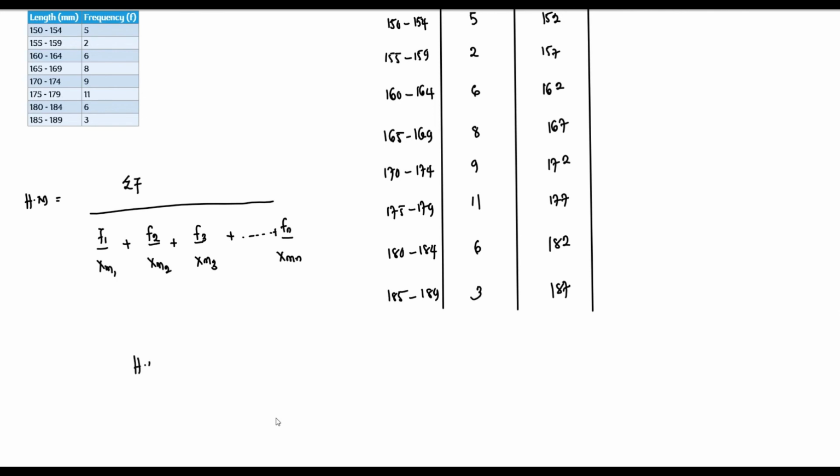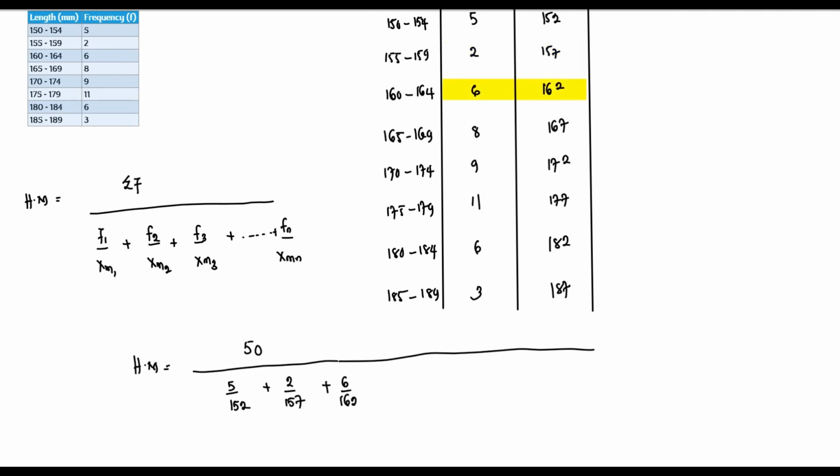So that means that for our harmonic mean, we need to get the sum of the frequency, and the sum of the frequency is 5 plus 2 plus 6 plus 8 plus 9 plus 11 plus 6 plus 3. That gives us 50. So we have 50 divided by, it's going to be a long line. Okay, so we have 5 divided by 152 plus 2 divided by 157 plus 6 divided by 162 plus 8 divided by 167 plus 9 divided by 172 plus 11 divided by 177 plus 6 divided by 182 and plus 3 divided by 187.